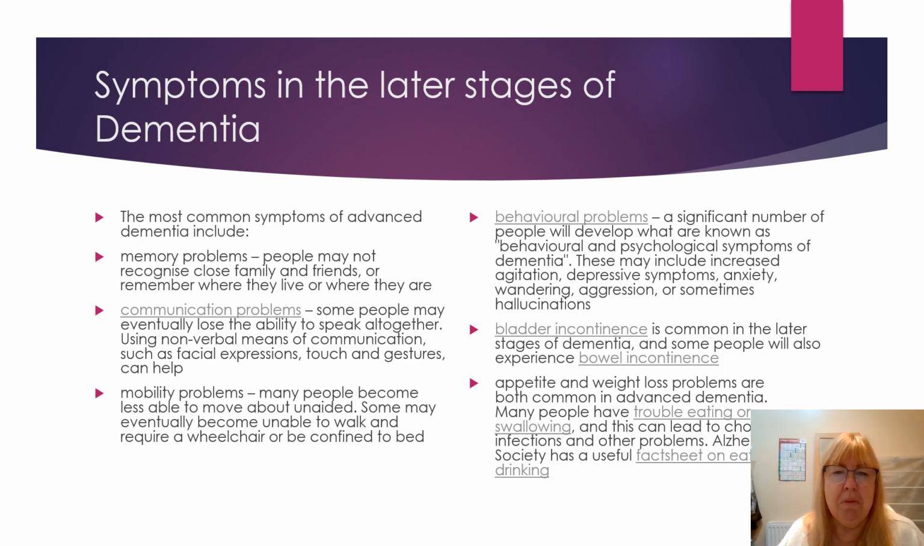So, symptoms in the later stage. All dementias in their later stage end up with pretty much similar symptoms. Okay, so there are the memory problems. They start not being able to recognize close family and friends. Communication problems. They may even lose their ability to speak altogether. But they can manage to use non-verbal means, and they will recognize facial expressions.